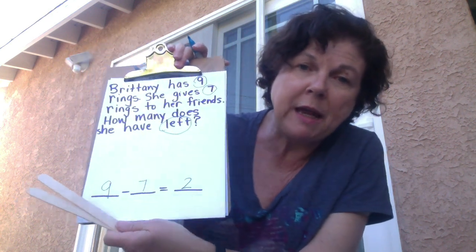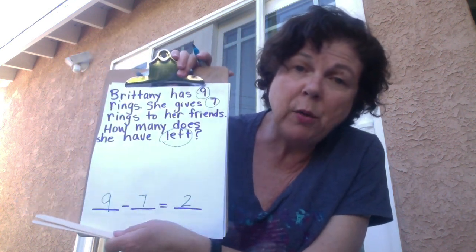So then this is all that I have left. So 9 minus 7 equals 1, 2. So that's what's going to be the difference or the answer to the subtraction problem. So I'm going to put 2 in the last blank.